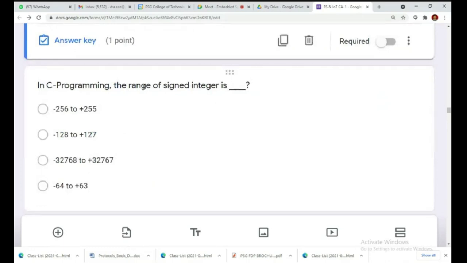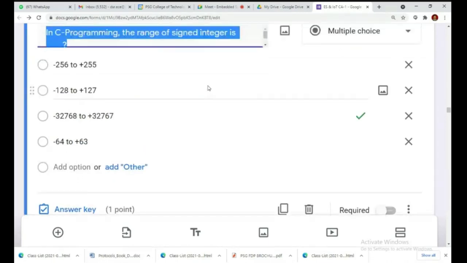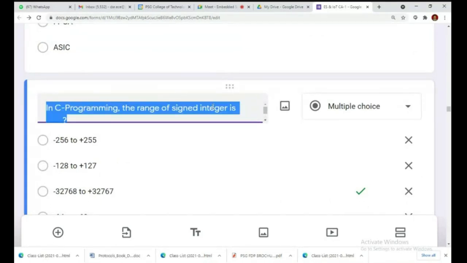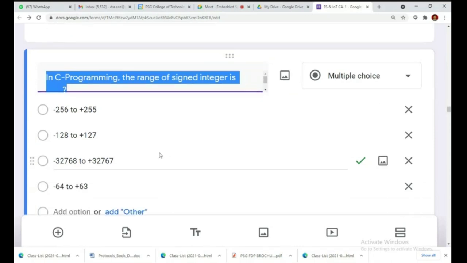In C programming, the range of a signed integer is, integer means we need to understand it is 16 bit. When we say it is an integer, it is 16 bit. So 2 power 16 is 65,536 values. If it is an unsigned integer, it is 0 to 65,535. But if it is a signed integer, it means one half of that: minus 32,768 to plus 32,767.